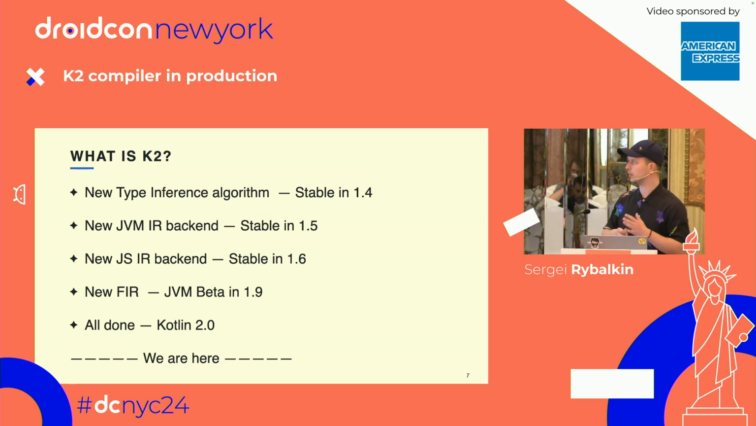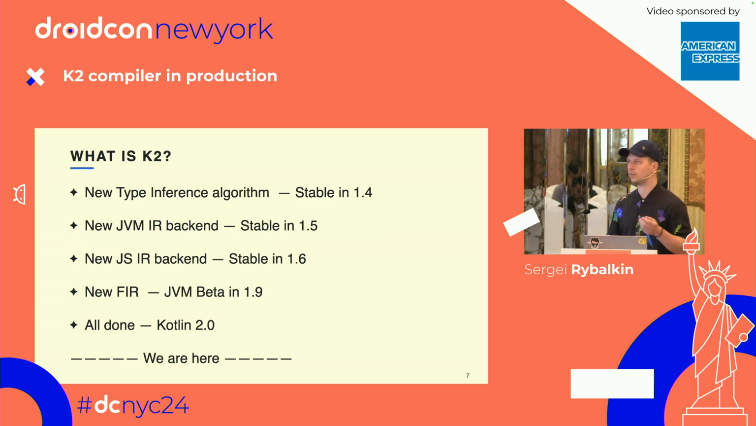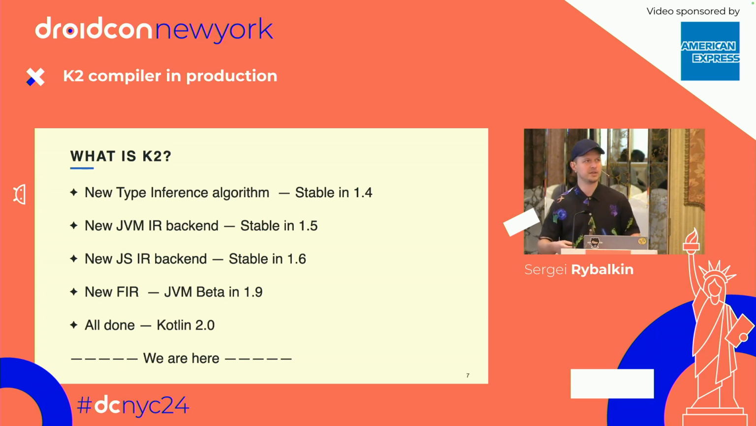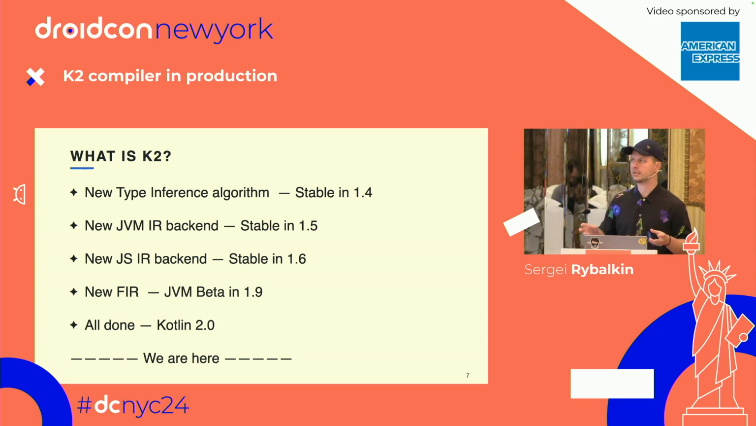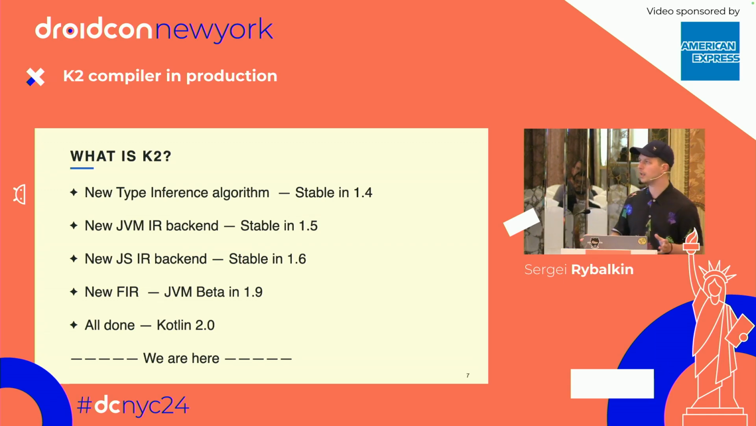Then in Kotlin 1.6, JavaScript IR happened. Then fast forward to 1.9, the JVM front-end intermediate representation was introduced in beta. There was a lot of experimentation with it before, but intermediate representation is the thing that should allow us to work with the front-end part of the compiler, as it's a very customizable and pluggable system. And then after all, Kotlin 2.0 happened, and here we are. It's time to upgrade, it's time to try it out.